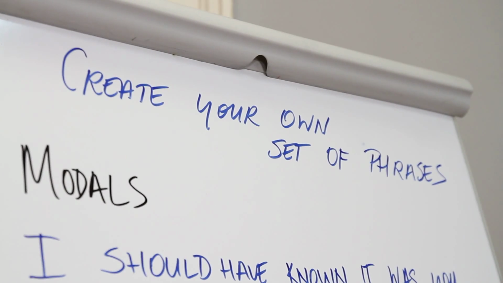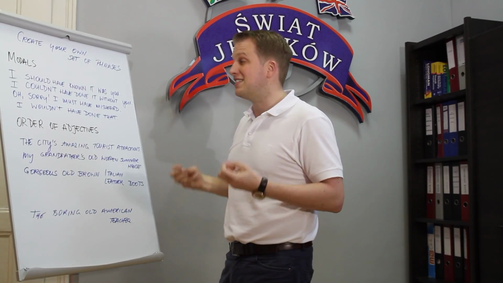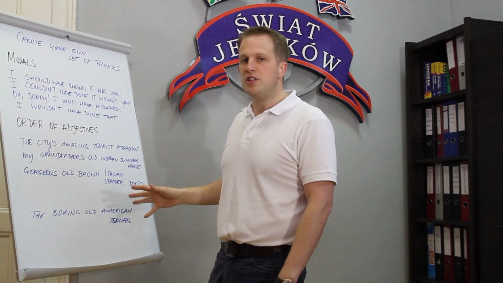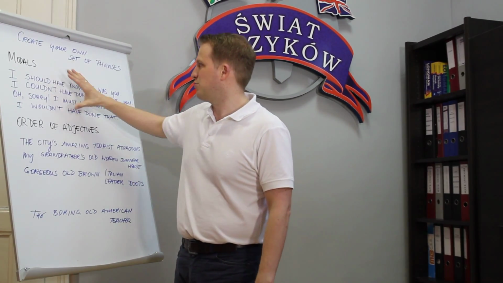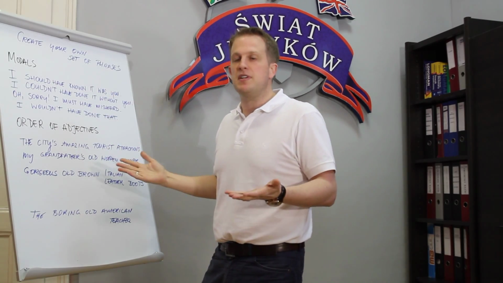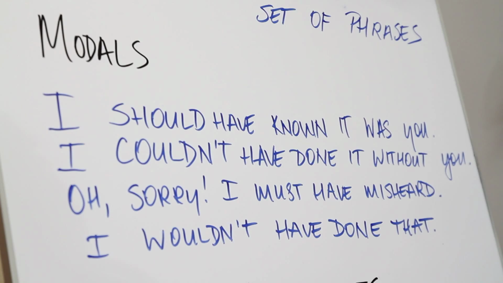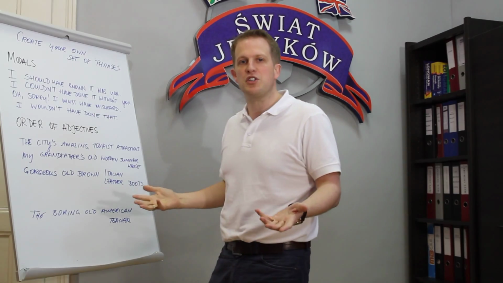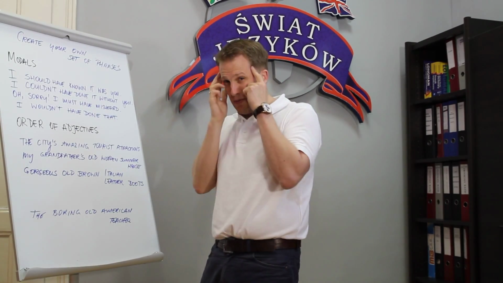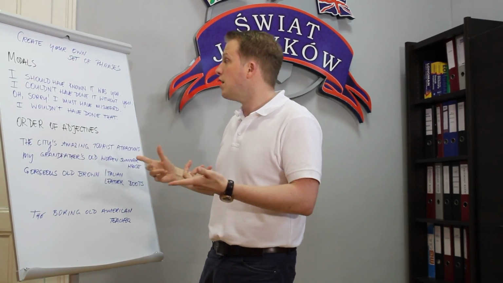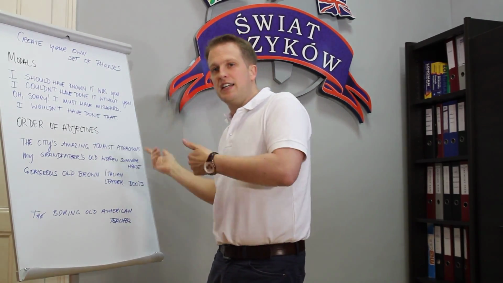Okay, let's talk about those really difficult modals, those nasty modals that English teachers love to give you. What I would like you to do is to create a set group of phrases that mean something to you, that you would use quite often. For example, I have here, "I should have known it was you." That's an easy construction. Once you have that set in your mind, then you're going to be able to use it in different circumstances. "You should have done it differently."